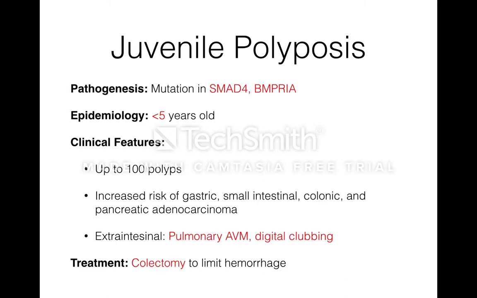Juvenile polyposis is due to an autosomal dominant mutation in either the SMAD4 or BMPR1A that results in up to 100 juvenile polyps. Patients are usually less than 5 years old and have an increased risk of gastric, small intestinal, colonic, and pancreatic adenocarcinoma. Extraintestinal features include pulmonary arteriovenous malformations or digital clubbing. Colectomy can be required to limit hemorrhage associated with polyp ulceration.